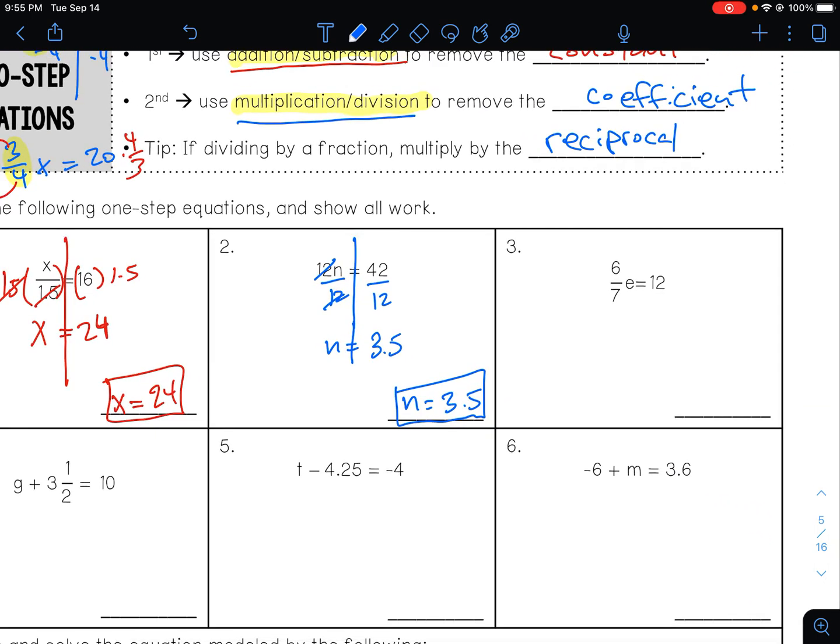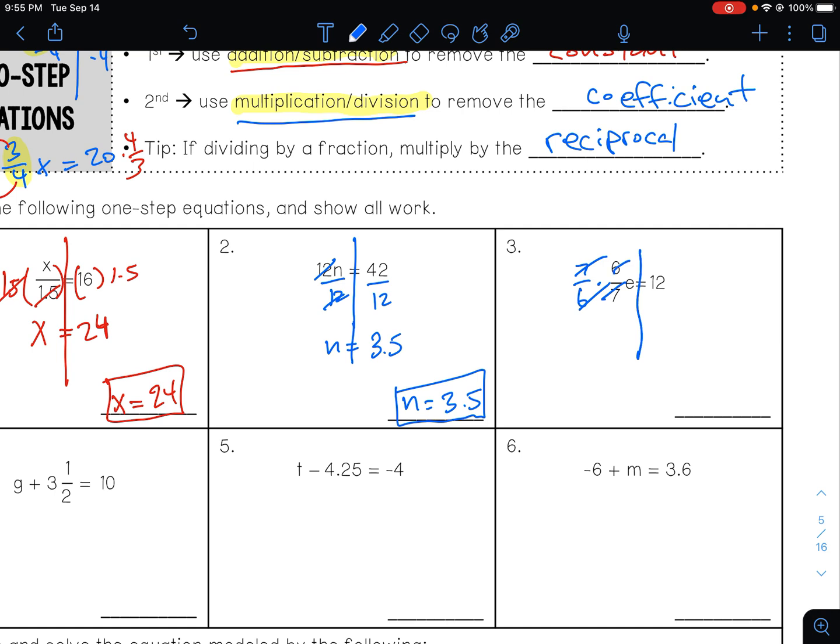If you didn't have a calculator, you can just say that's 3 and 6/12, and 3 and 6/12 is just 3 and 1/2. All right, we have this weird problem where we have 6 over 7 times e. If we want to get rid of the fraction, the best way is to multiply by the reciprocal, 7 over 6, because 7 times 6 is 42, and 6 times 7 is 42, so 42 over 42 equals 1. They basically cancel each other out.